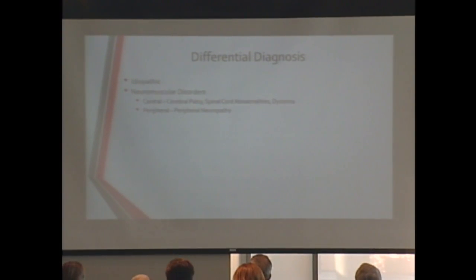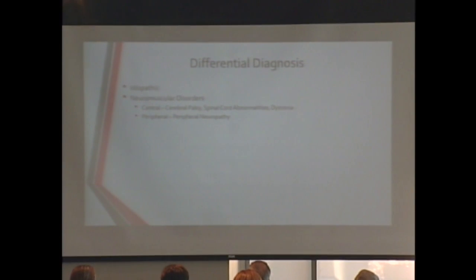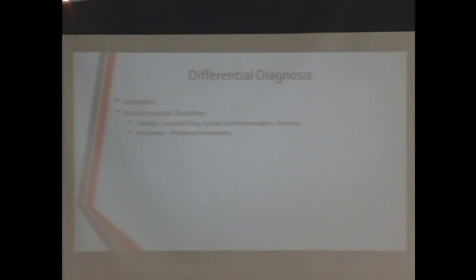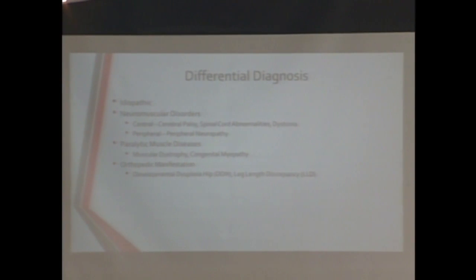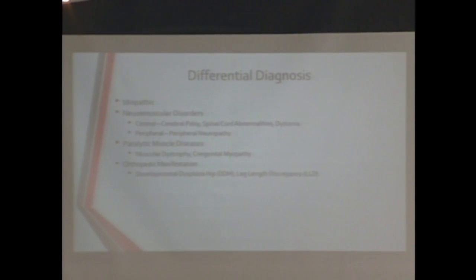Besides CP, other neuromuscular disorders such as spinal cord anomalies, dystonia, or a peripheral neuropathy, paralytic muscular diseases, muscular dystrophies such as Becker's or Duchenne's, orthopedic manifestations, as Dr. Nemeth pointed out, as the patient presented with a toe walking gait and had unaccounted for dysplasia or leg length discrepancy. And then it has been associated with behavioral disorders such as autism, and I'll get a little bit more into that later in the lecture.